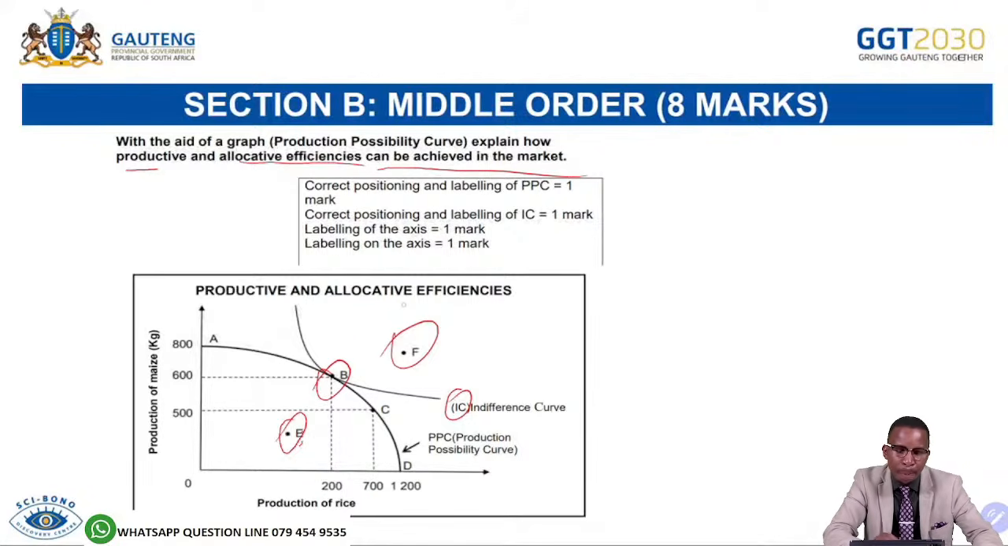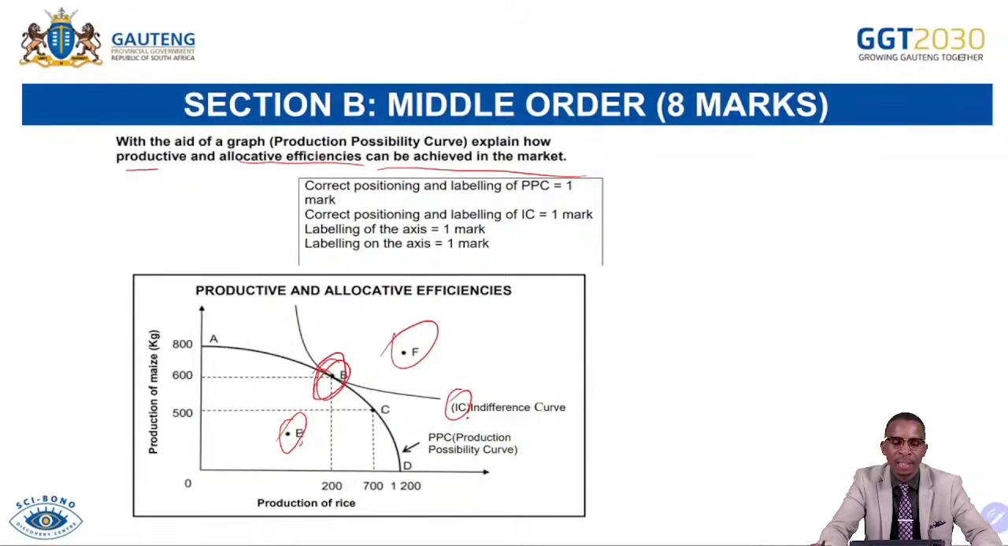But the points along the PPC can be point C, point A, point B. These points are productive efficient. And then allocative efficiency is achieved only at point B, where the PPC is tangent to the indifference curve. So we say we have allocative efficiency here. And then the point outside the PPC is unattainable.